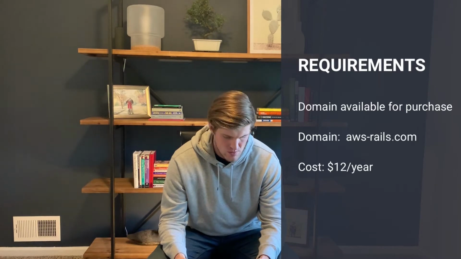So if you'd like to follow along, as a prerequisite to this video, all you'll need is a domain name available for purchase. The domain we're going to be purchasing in this case is aws+rails.com. This is going to cost us about $12 per year. In later videos, we're going to attach this domain to an EC2 instance to serve our Rails application. This will serve as a demonstration or a sort of playground for future tutorials.